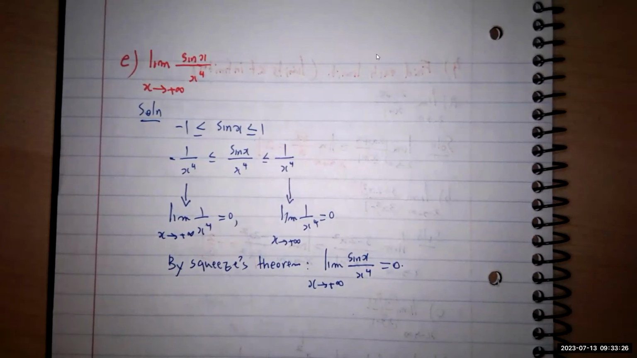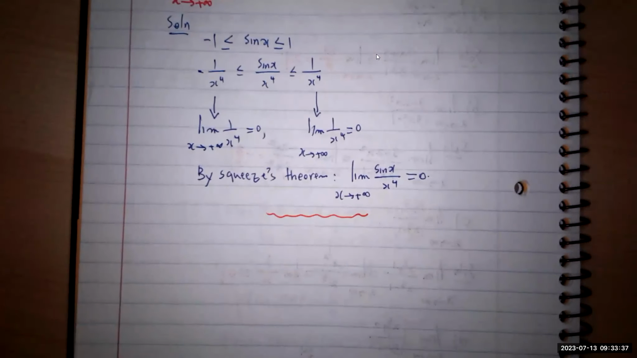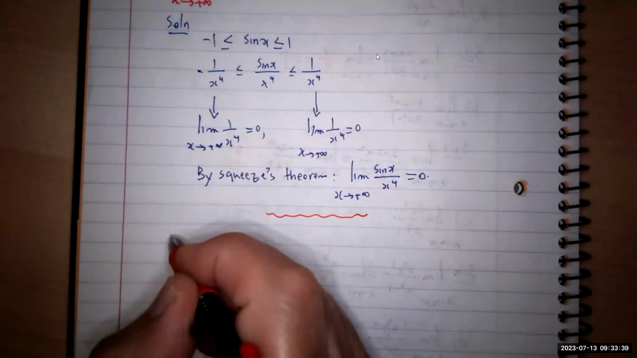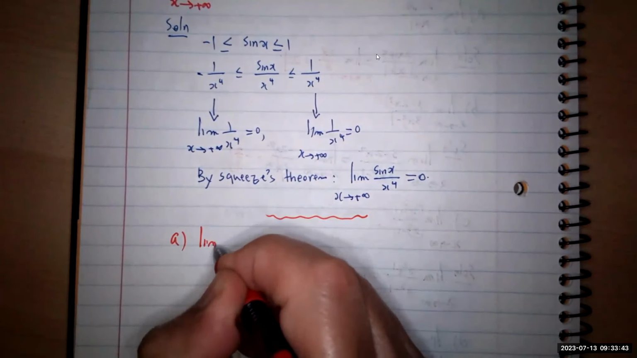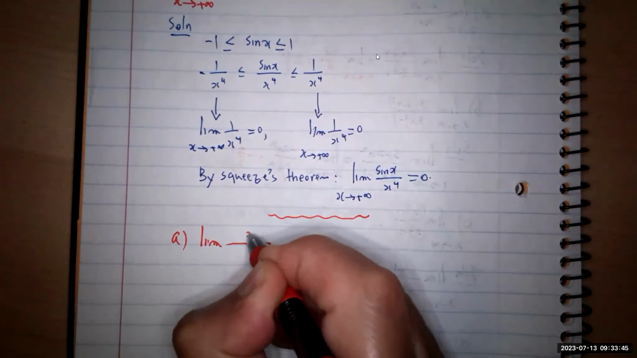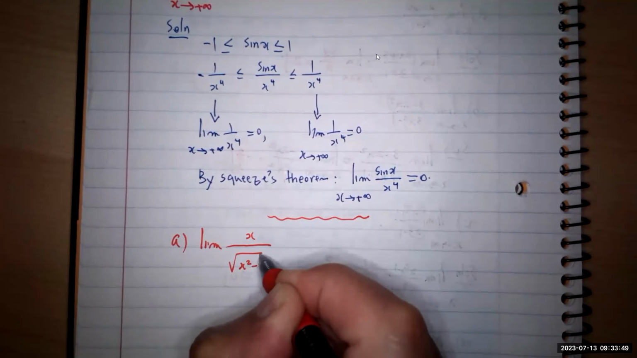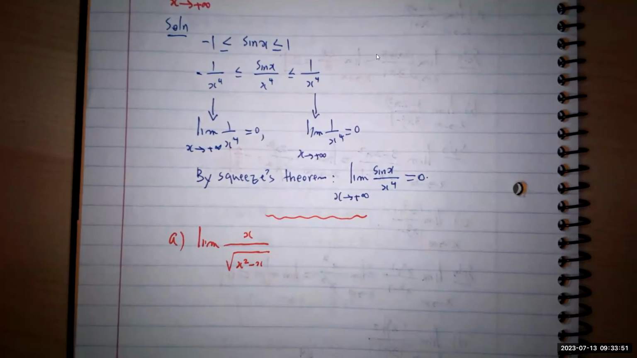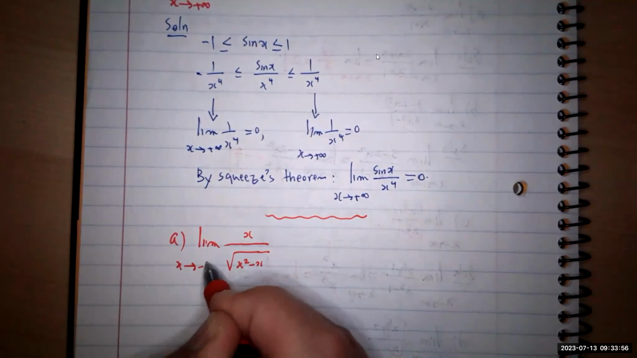And now we continue to the radical ones, a more challenging group. So that was the first group. The second group, for the radicals, starts with A again in this review. We want to find the limit of x on the top, and a radical of x squared minus x on the bottom, when x goes to negative infinity.